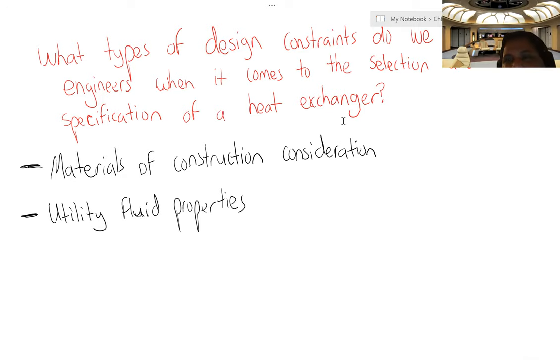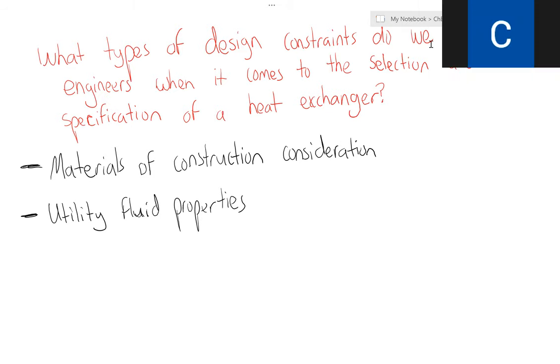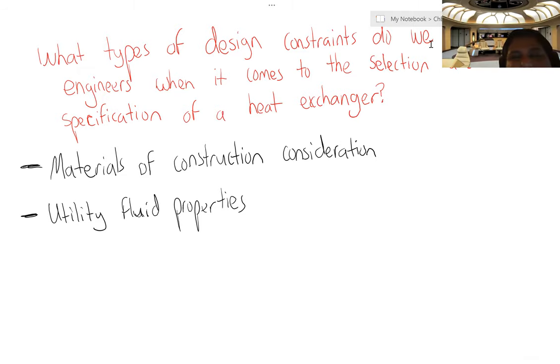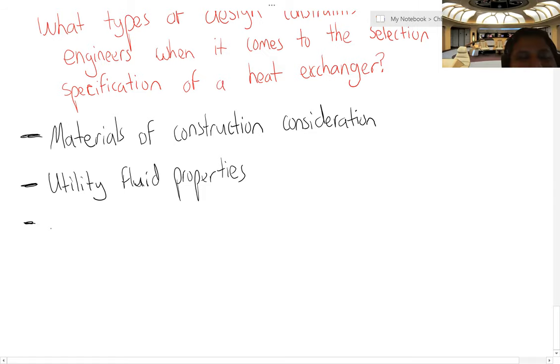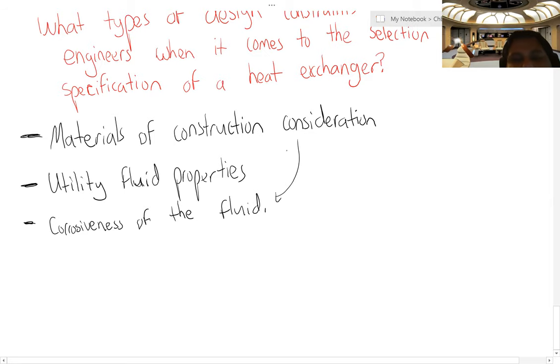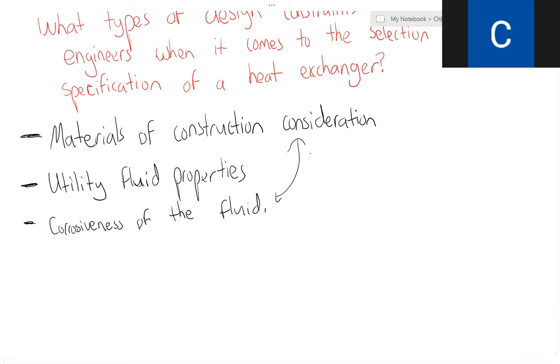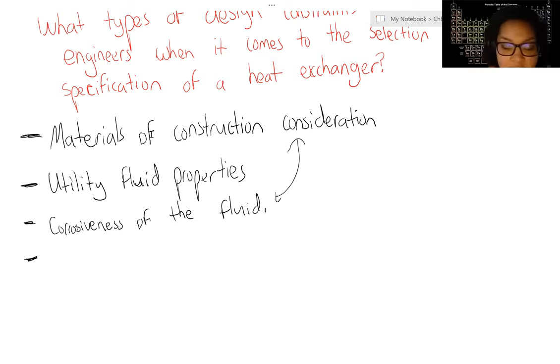All right, Carl, what are your thoughts? What about the corrosiveness of the fluid that's going to be going through the heat exchanger? You say corrosiveness? Yes, sir. Like how corrosive the fluid going through it could be. Okay. So that has to go in with what type of materials you would need to construct it out of. Yeah, these are definitely linked. Okay. Claire, any thoughts? Maybe materials, utility, properties, surfaces.